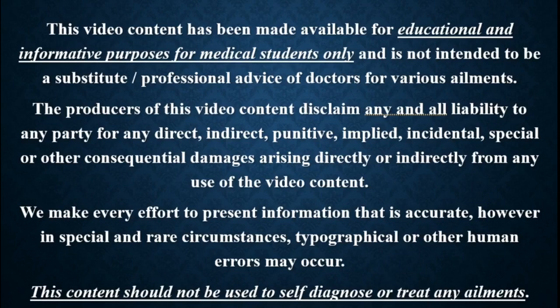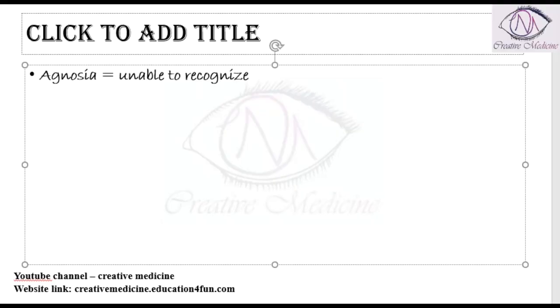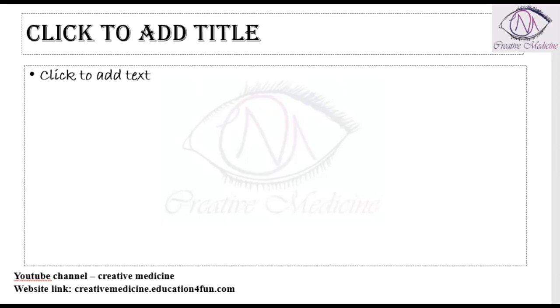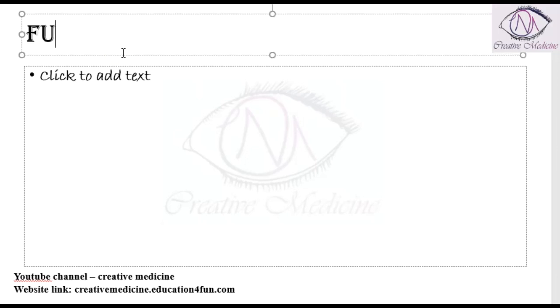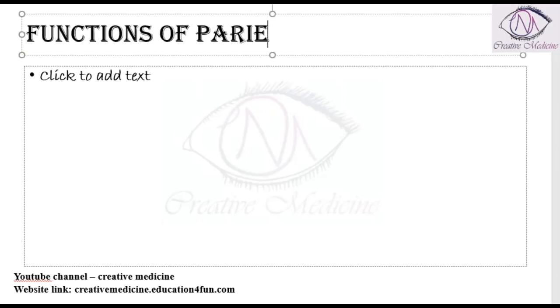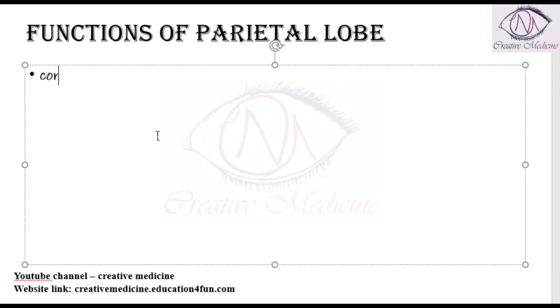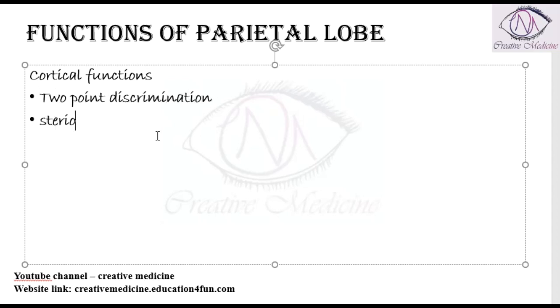In this lecture, we will learn about the functions of the parietal lobe. Okay, the parietal lobe. The main functions are the cortical functions, which are important in the parietal lobe. In the cortical functions we have 2 point discrimination, stereognosis, graphesthesia, and touch localization.